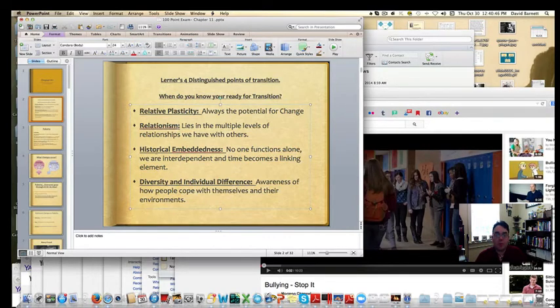The third stage that Lerner speaks about for transition is historical embeddedness. No one functions alone. We are independent. We are interdependent, and at times we are linking elements to each other. Basically, what that means, no one person is an island unto themselves. All of our actions, all of our deeds, everything that we do, all of our accomplishments are linked to other people.